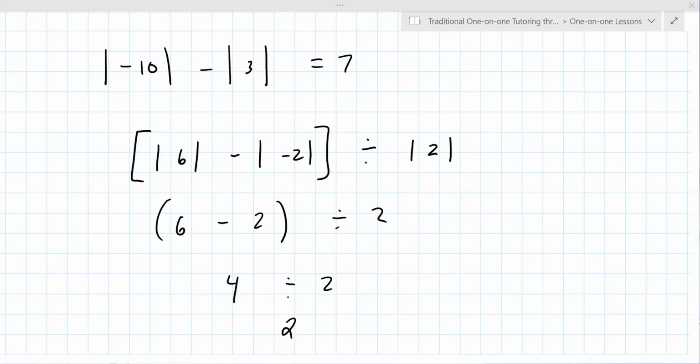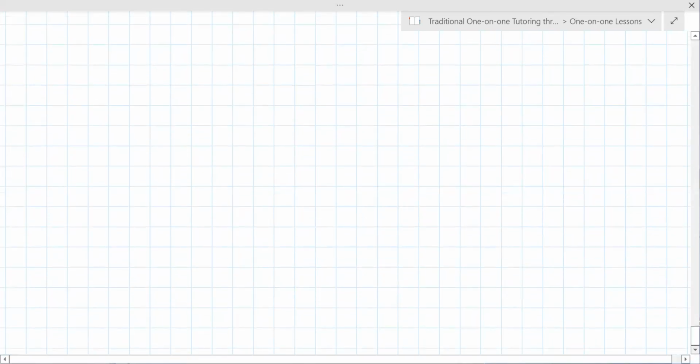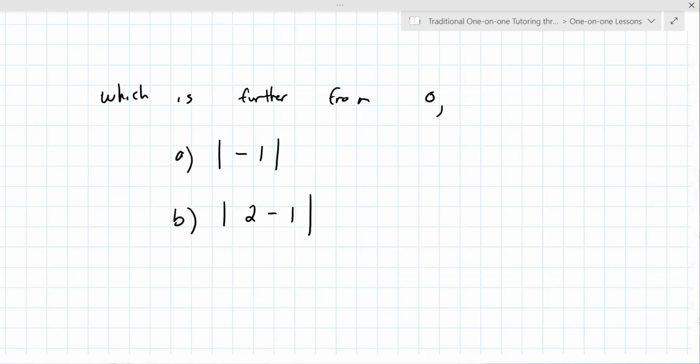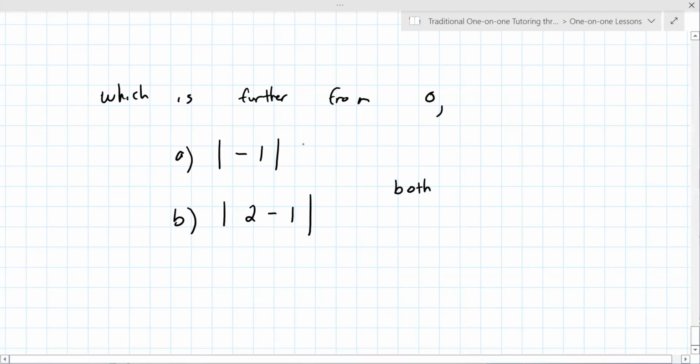All right, let's try another absolute value problem. Actually, let me ask you this. Which is further from 0: the absolute value of -1 or the absolute value of 2 minus 1? They're equal. Yes, they are both equal to 1. Very good.